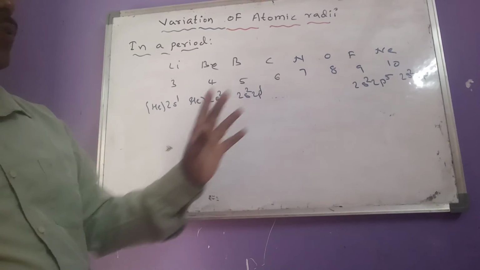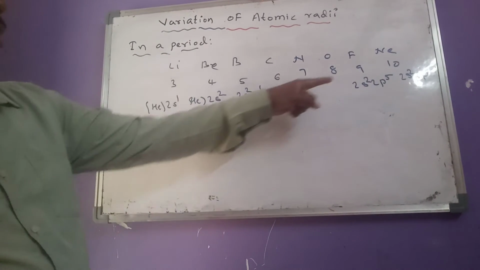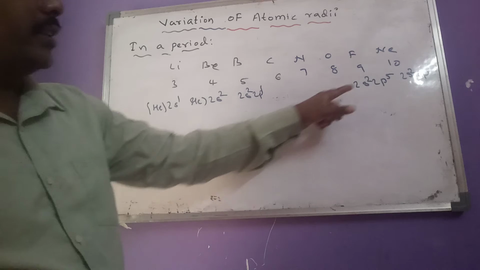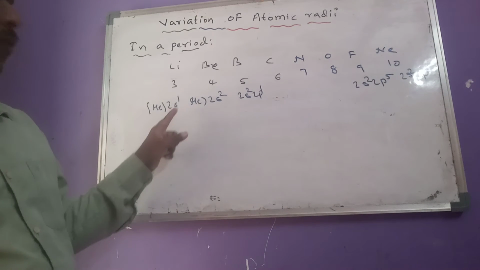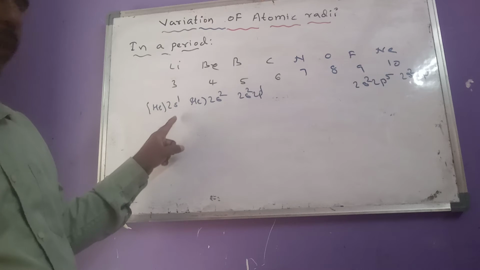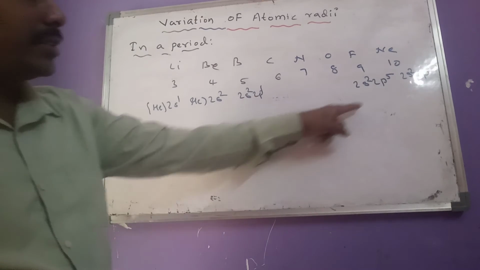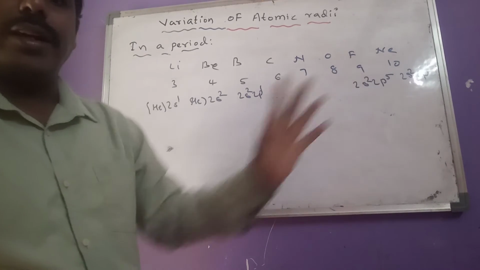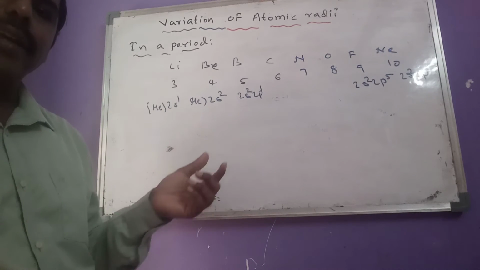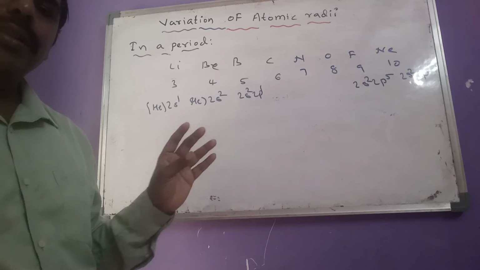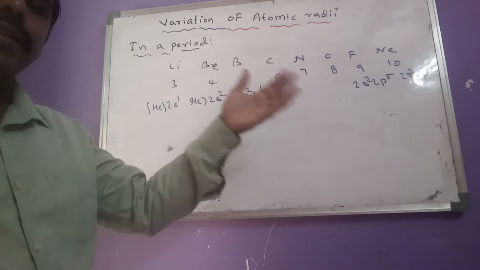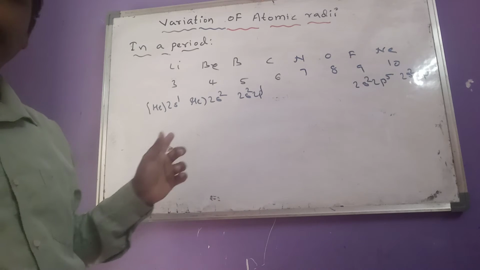We have to observe one thing here: from lithium to the last element, even for neon also, the differentiating electron entered the same orbit. See here 2s1, of course the subshell is different but the orbit number is same. Here also in second orbit, here also in second orbit, here also in second orbit. That means in a period from left to right, the differentiating electron enters the same orbit. That means one thing is confirmed here, there is no chance of increasing atomic size, because the number of orbits is same.